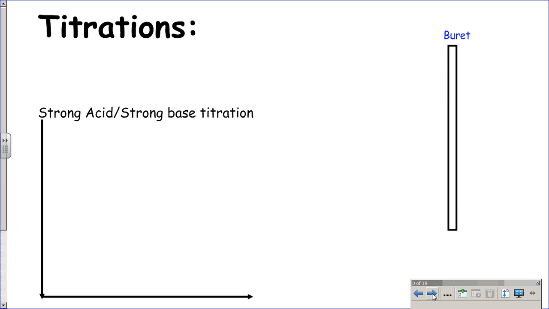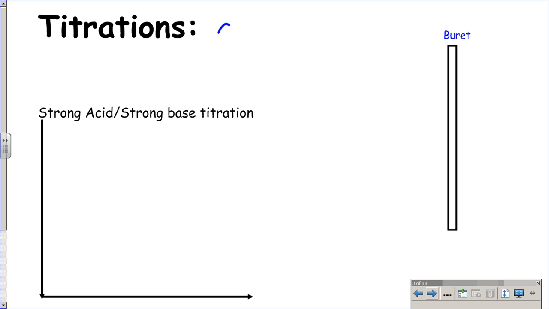Okay, so I drew this on your notes. It's got an L-shaped graph and axes. And I'm going to talk to you a little bit about what titrations are before we start trying to talk about the differences between their molarities and liters and stuff like that, okay? So what is a titration?